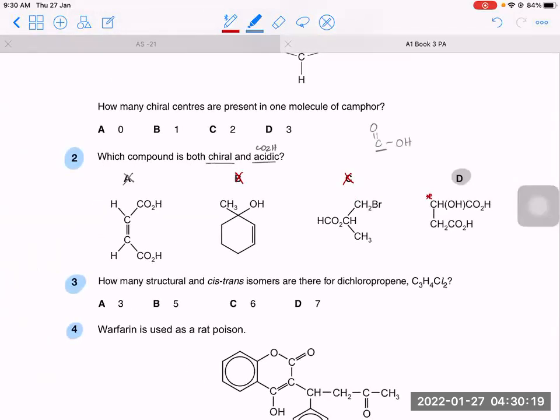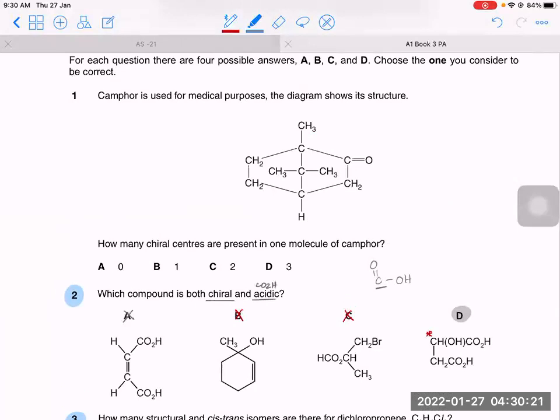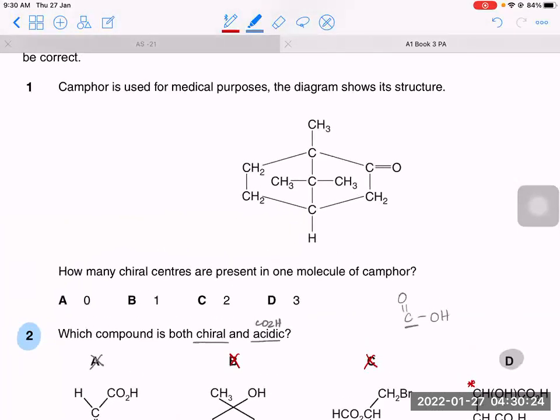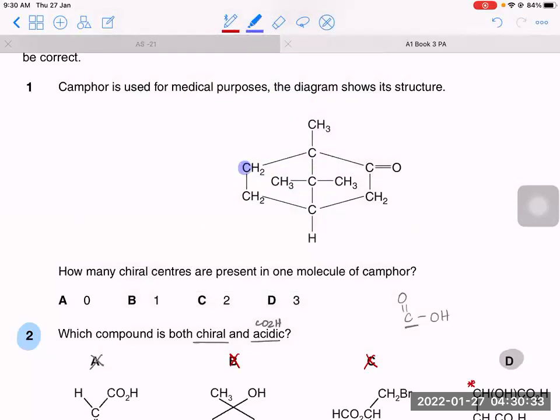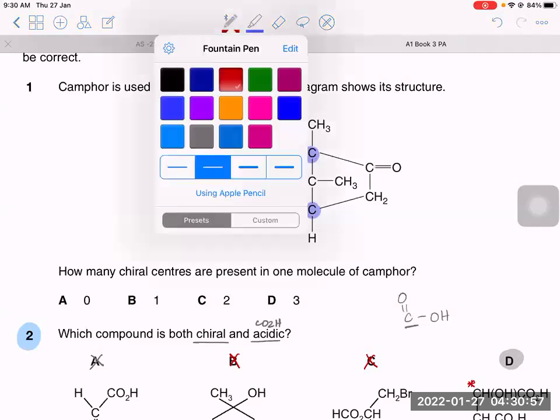Clear? Let's check the first one also. How many chiral carbons are present in the molecule of camphor? Can this be chiral? No. Why? CH3. Can this be chiral? No. 2 hydrogens. Can this be chiral? No. 2 hydrogens. Can this be chiral? No. 3 hydrogens. Can this be chiral? No. Why? 2 CH3s. Do you see that? Okay. Can this be chiral? No. Double bond. Can this be chiral? No. 2 hydrogens. You are only left to check this one and this one. Yeah. Let's check it now.